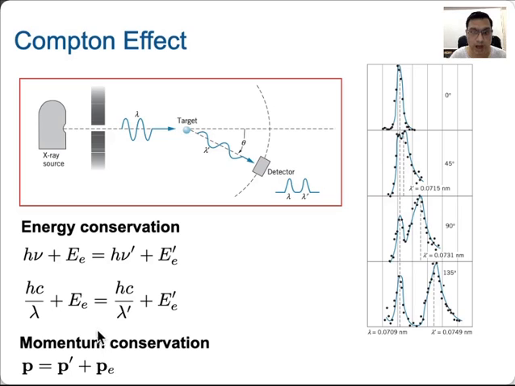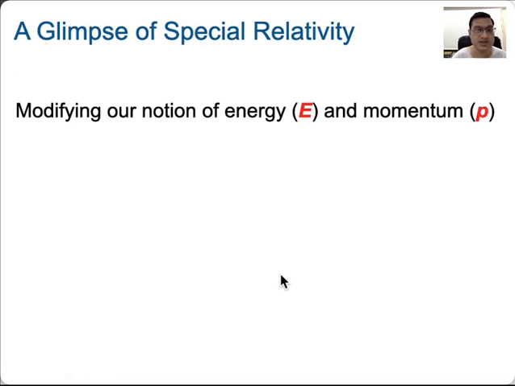To answer these two questions, what is the momentum of your photon and what is the rest energy of an electron, we have to recap some of the important concepts of physics, which is special relativity. So what does special relativity do for us? It modifies our notion of energy and momentum.